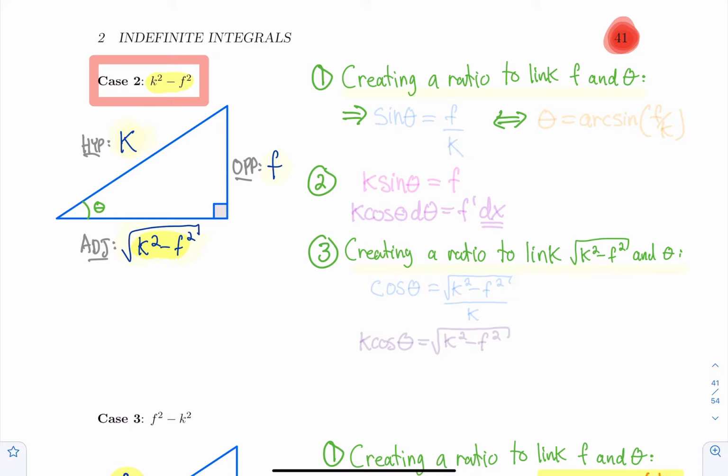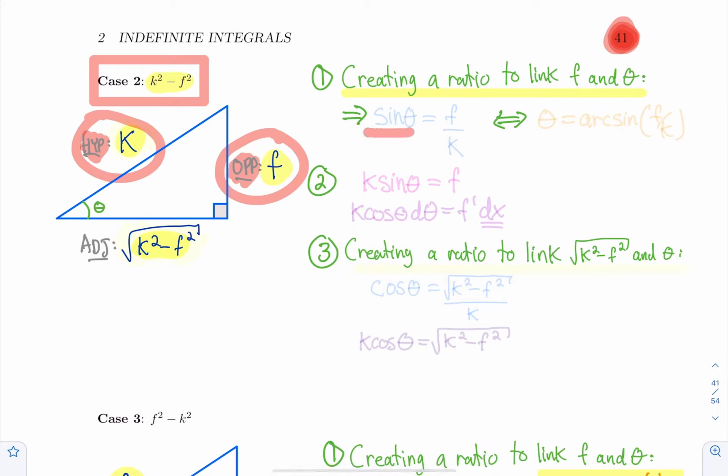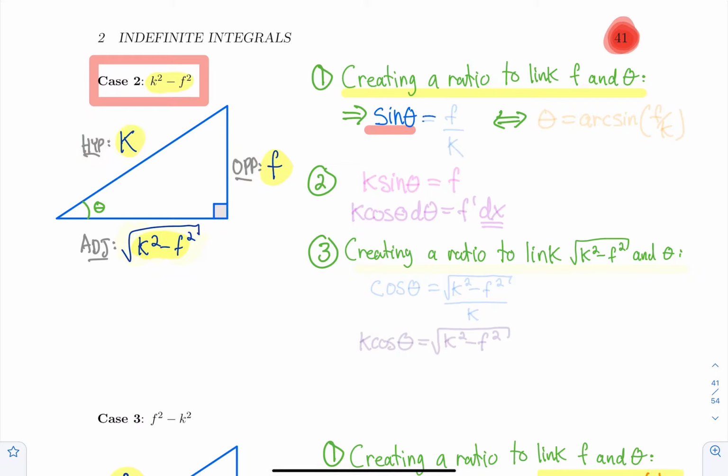And now here we go. The first thing we do is create a ratio that links f and theta. So f is at the opposite side, and we always want to use the easier side. Here, the side involving the constant is the easier thing to manipulate. So if we want to create a ratio that involves the opposite side and the hypotenuse, for case 2, you're always going to be using a sine ratio. So here sine theta is the opposite side, which is f, over the hypotenuse, which is k.